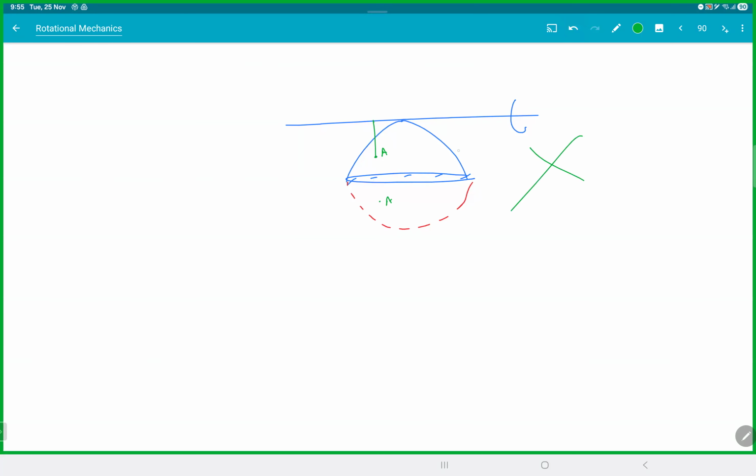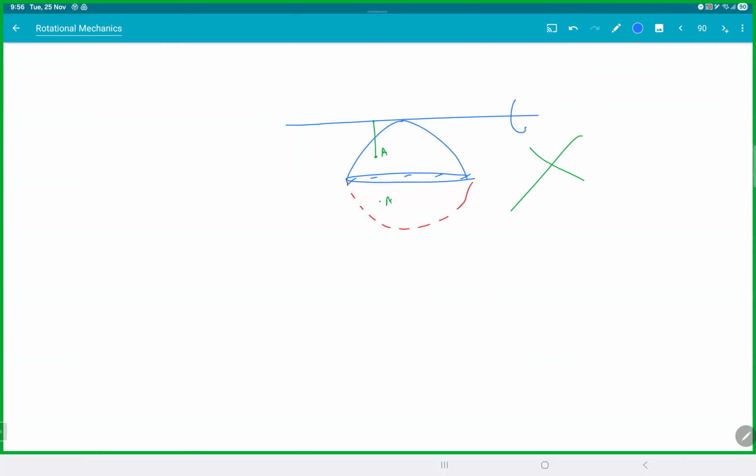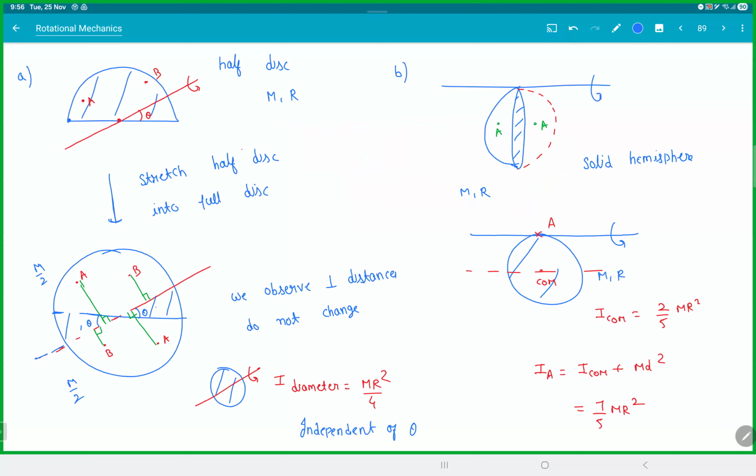So how to do this question? This is that half ring question, remember? It is like that. We have to use that parallel axis theorem and solve. This you can't do. Upper and lower halves are not symmetrical. Clear with this? So there you're playing a little with symmetry.